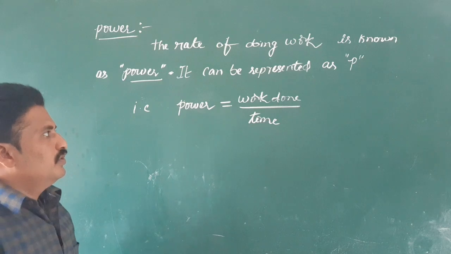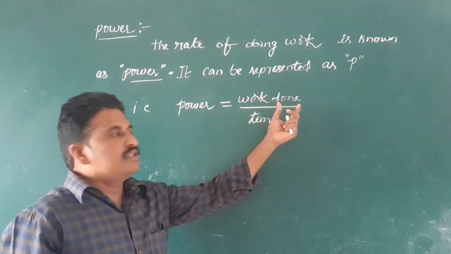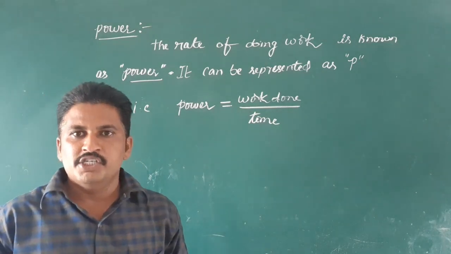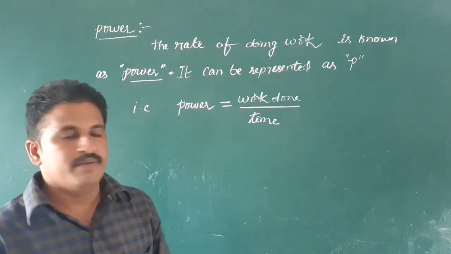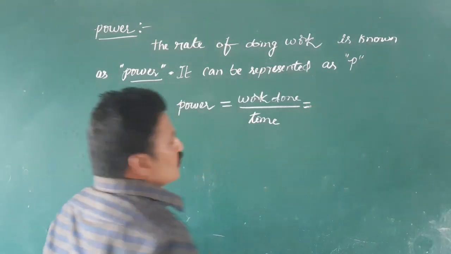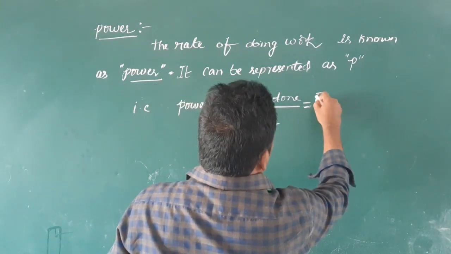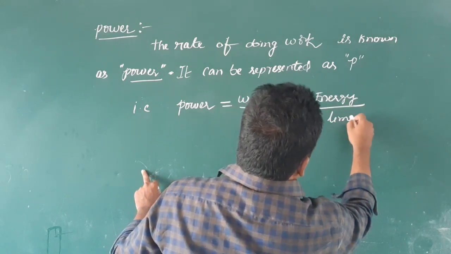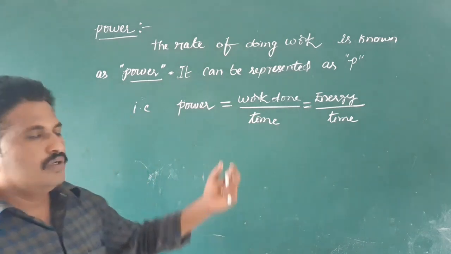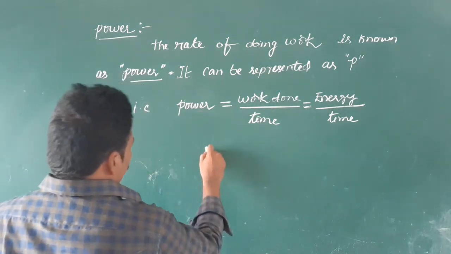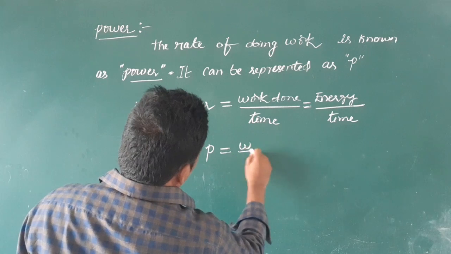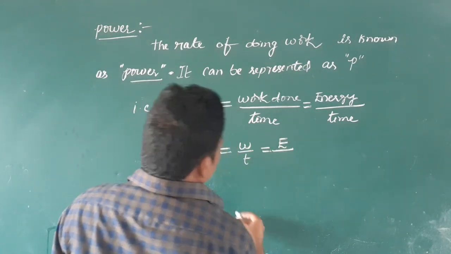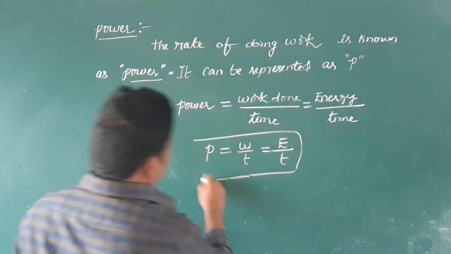time, students. Do you know, students, in terms of work done we can sometimes write energy consumed or energy transferred per unit time. So power can also be written as energy transfer per unit time. Okay, students. So simply it can be written as P is equal to work done by time, or energy by time, students.